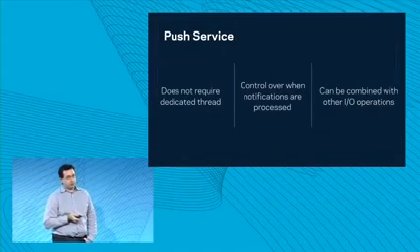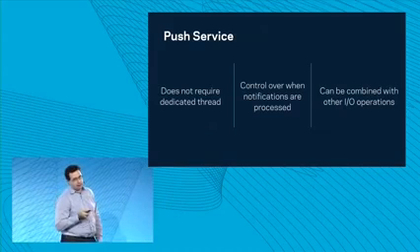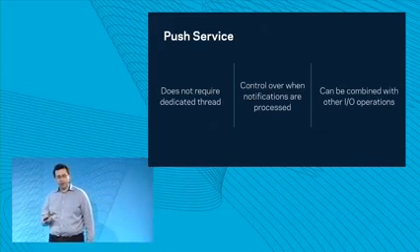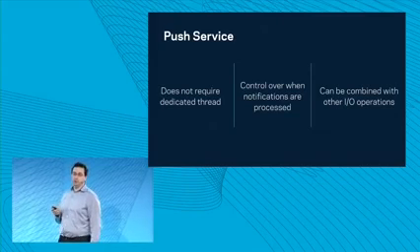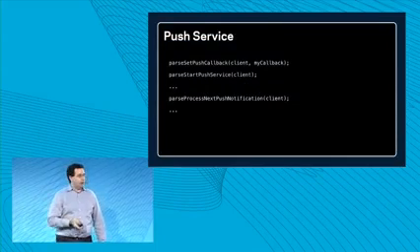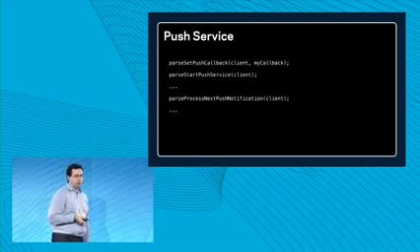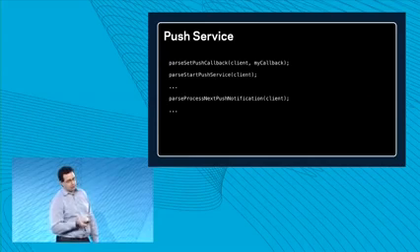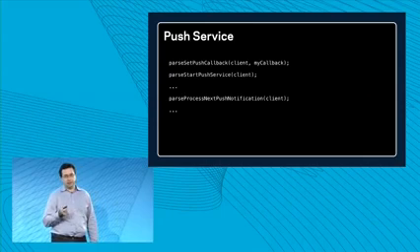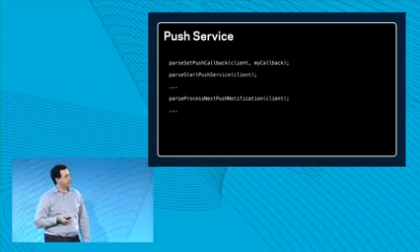The push service was also designed with those same constraints in mind. The push service does not require a dedicated thread, and we give you full control over when the notifications are processed. You can actually combine the IO operations that we do for the push with your own IO operations. Here's simple code showing how you can do this. It's 3 lines of code. You set the push callback to receive the notifications. You start the push service. And then whenever it's convenient for you, whenever the device is idle or has some free cycles, you call process next push notification to receive those notifications.